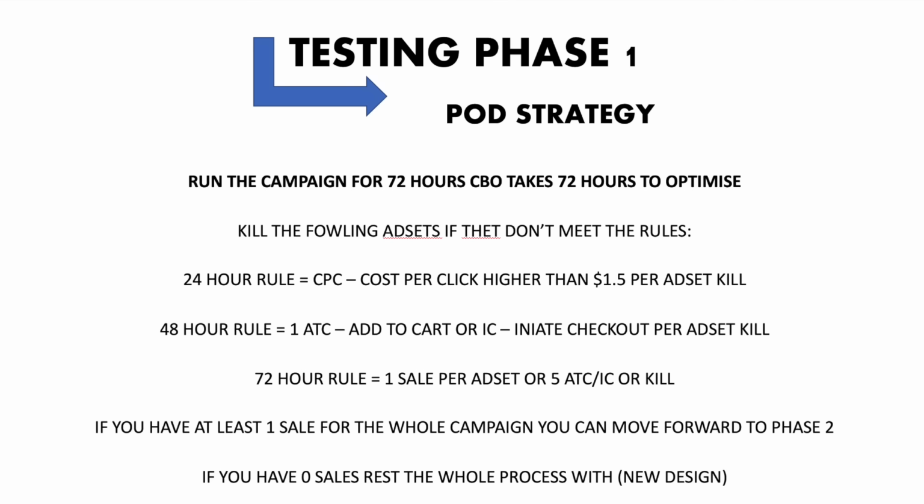So guys, once your campaign is running and it's active, then you want to give it 72 hours to optimize, and we're going to have 3 killing rules during this process. Number 1, the 24-hour rule, cost per click lower than $1.5. If it's anything higher than that, then you want to kill the ad set.